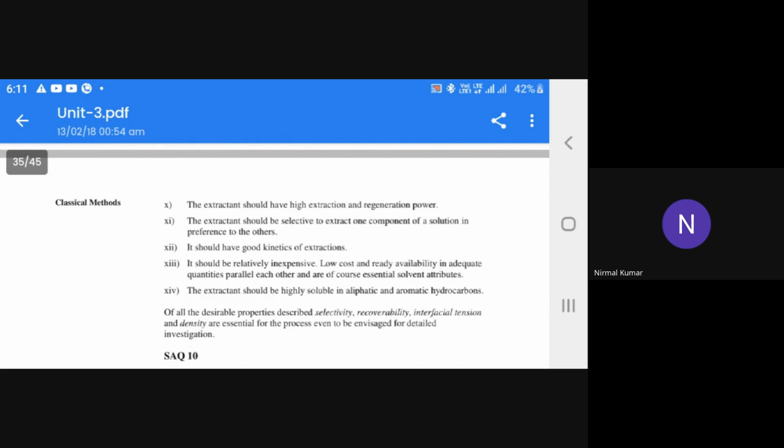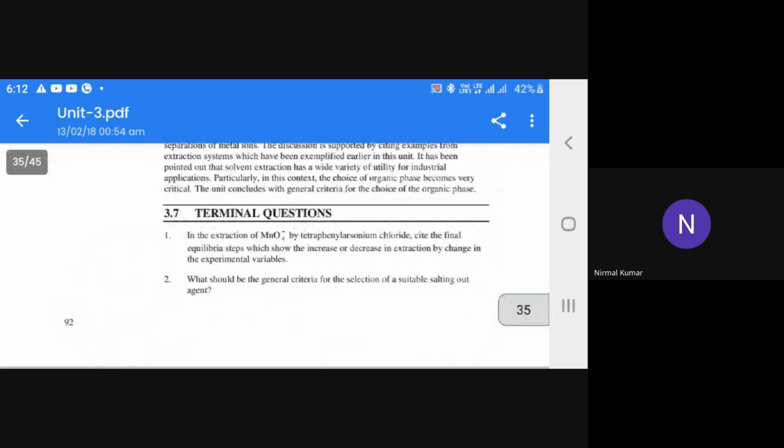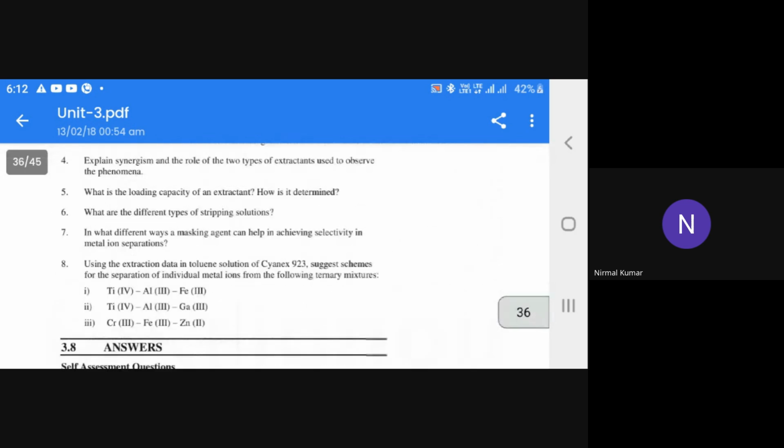So this ends your unit 3. Then there is some summary, then terminal questions, so that you can do.